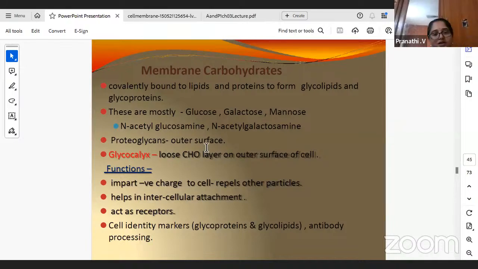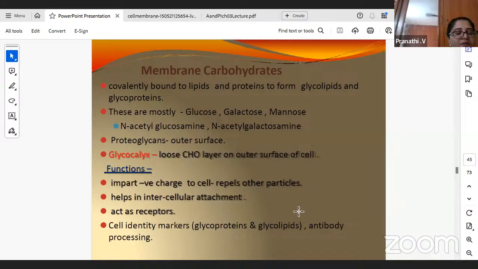Proteoglycans are present on the outer surface. Glycocalyx layer has the carbohydrate layer that is present over, usually present in the gram positive bacteria, if I'm not wrong. So what are the functions? Imparts the charge to the bacteria, repels other particles. So there's a complete glycocalyx present, helps in intercellular attachment, and it acts as a receptor.